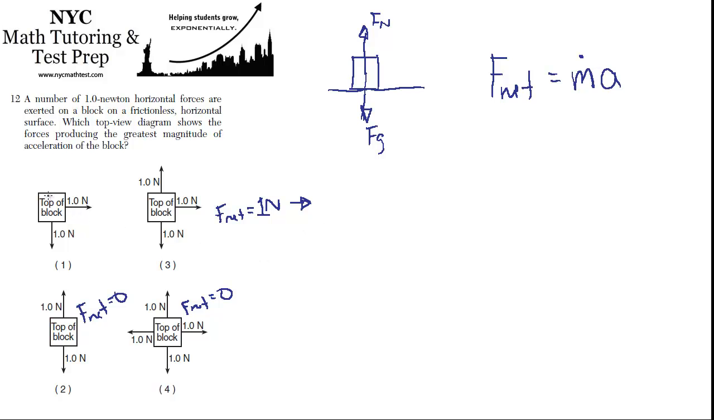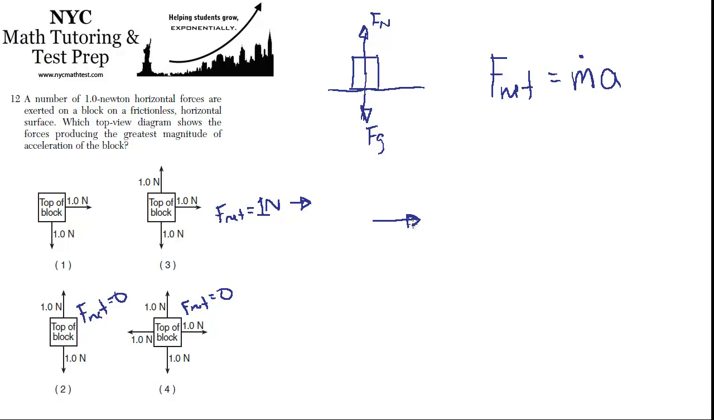And what about over here? Well, we have nothing to counteract this 1 Newton force to the right, so that certainly will affect the block. And we also have nothing to counteract this 1 Newton force down, so that will affect it as well. So what is the sum of these two? It's not 2 newtons, right? Because they're not acting in the same direction. How do we add vectors? We have to add them vectorially, right?